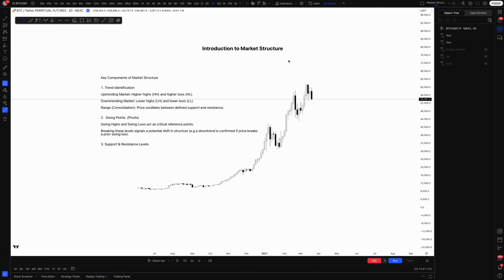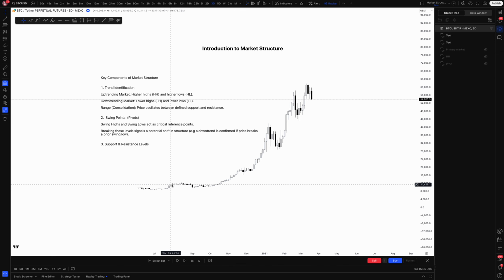Ever wondered how smart money actually trades? We all heard the phrase, the trend is your friend until it isn't anymore. Well, in this video, we're going to look at market structure and identifying exactly when the trend may no longer be your friend. Let's jump right in.